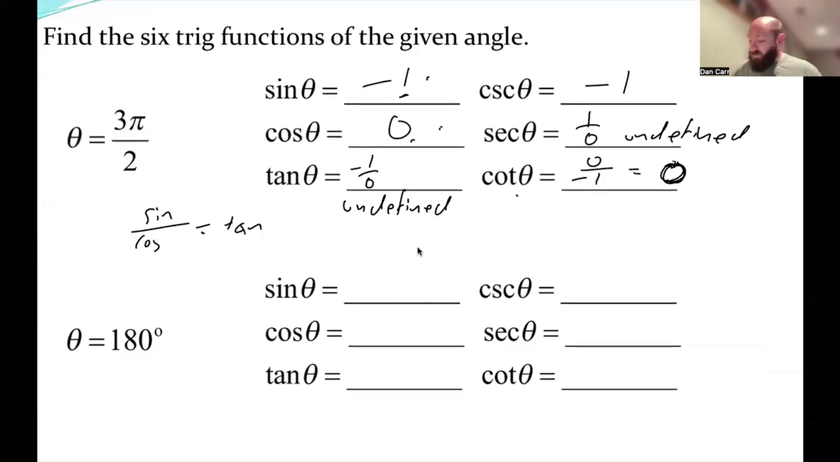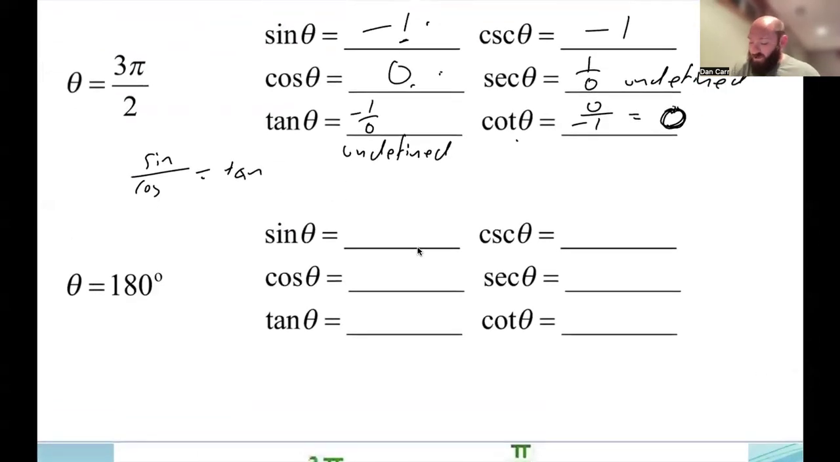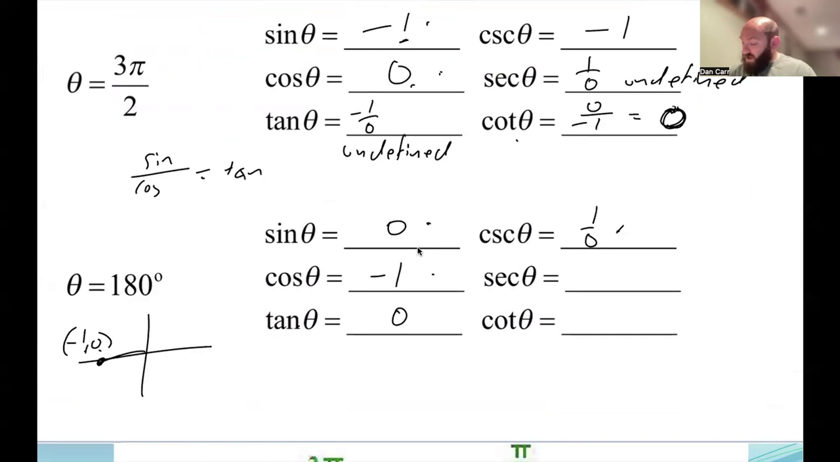All right, let's do 180 degrees now. So 180 degrees right here, it's -1, 0. So sine is going to be 0. Cosine is -1. Tangent is sine divided by cosine, which ends up being 0. For cosecant, if I do 1 over 0, that's not allowed, so we're going to say it's undefined. Okay, secant is the reciprocal of cosine, so that's just going to stay -1. And then cotangent is the reciprocal of tangent. So that'd be 1 over 0 again, which is undefined.